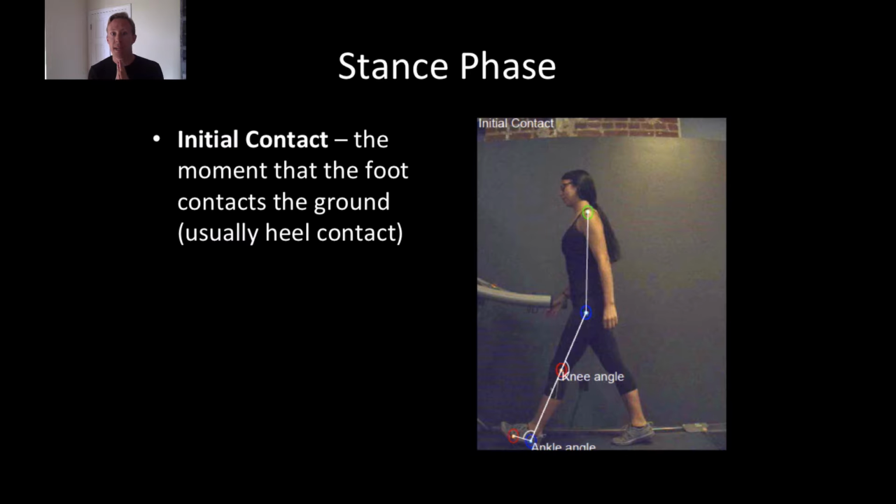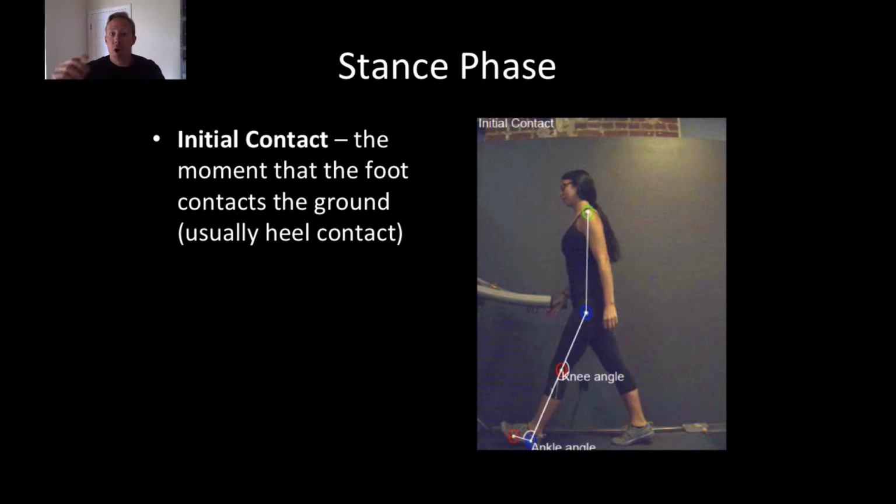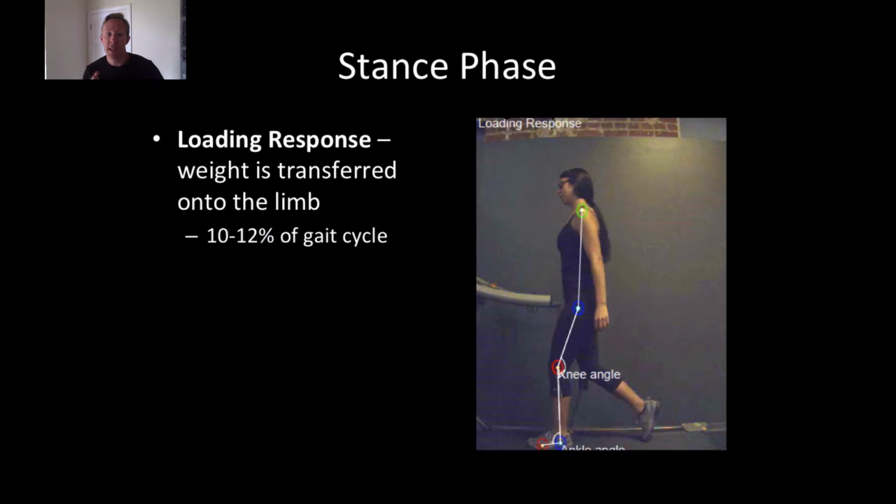Okay, so initial contact is the first event in the stance phase. Then we go to loading response. So initial contact is just a moment in time. It's that first moment they hit the ground. With these other events, we'll see that they take up a percentage of the gait cycle. So loading response takes up about 10 to 12% of the gait cycle. This is where we're transferring weight onto that limb.